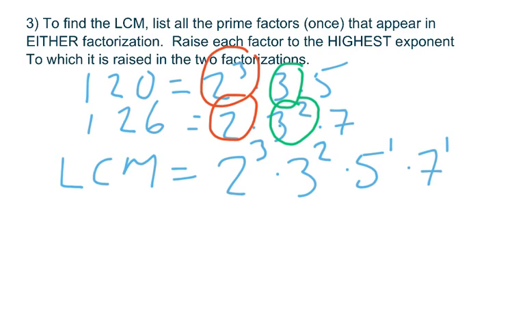I think I might get a calculator out to multiply all those things together. The least common multiple would be 2,520. And look for the next method. I'll show you this exact same example, but using a different approach.